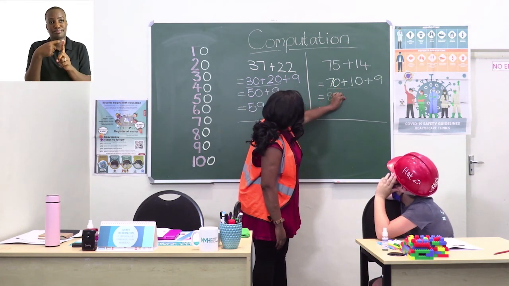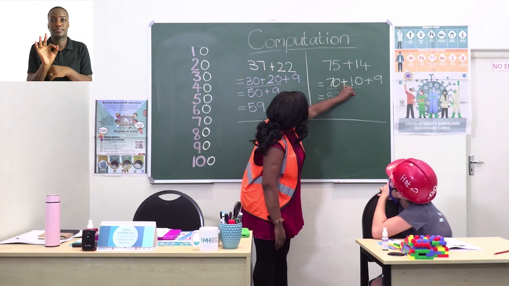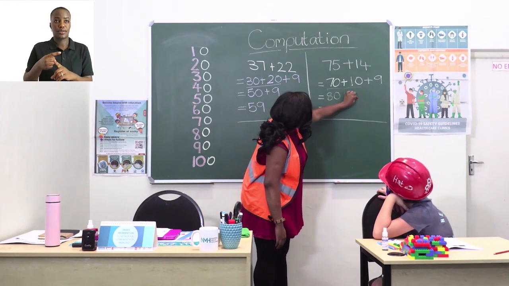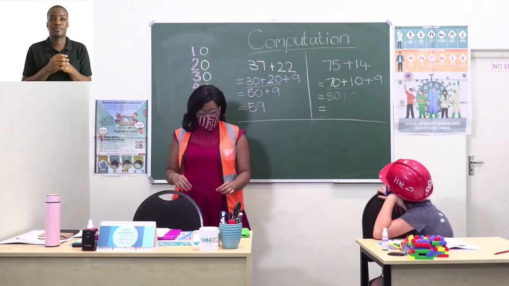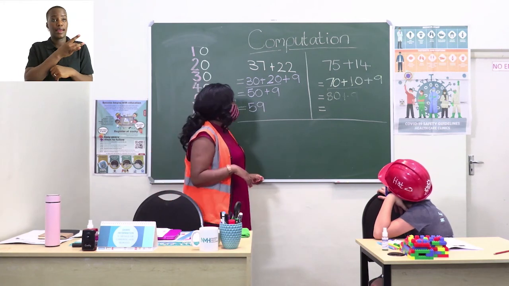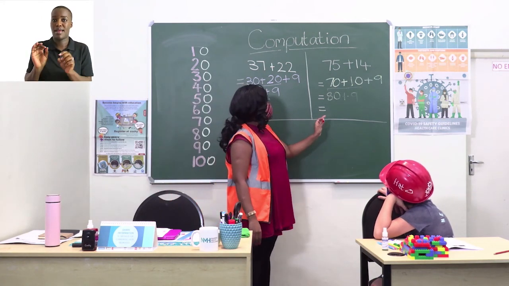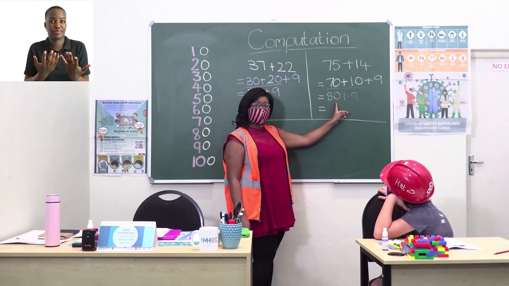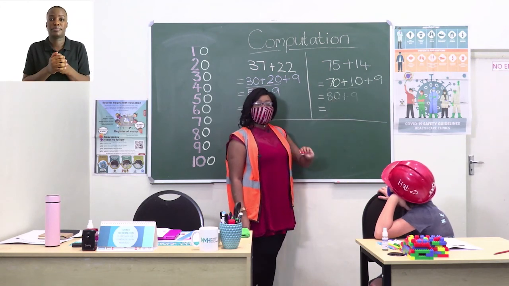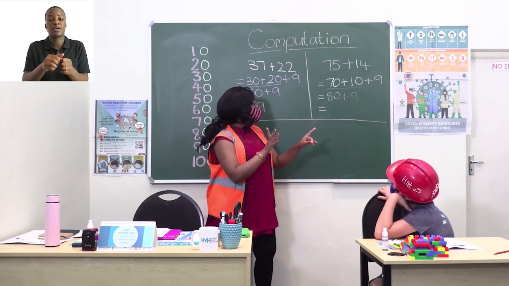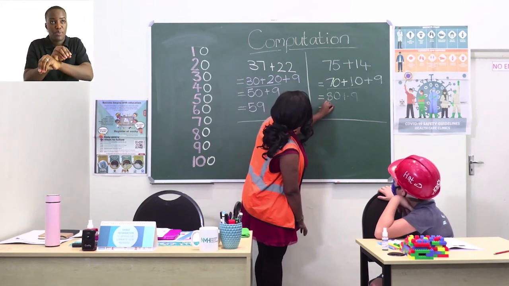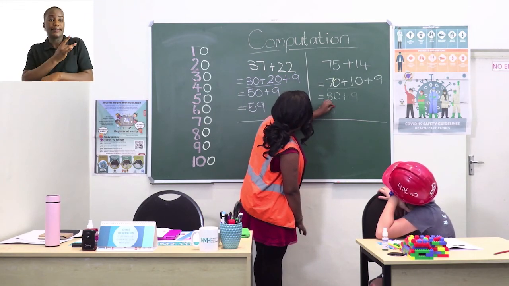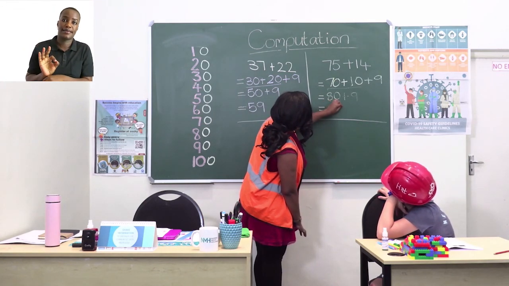So it becomes 80 plus 9. So our 80 plus 9 will now be added. And remember, we said this was very simple. We just replace the 0 with the 9. And it becomes 89.